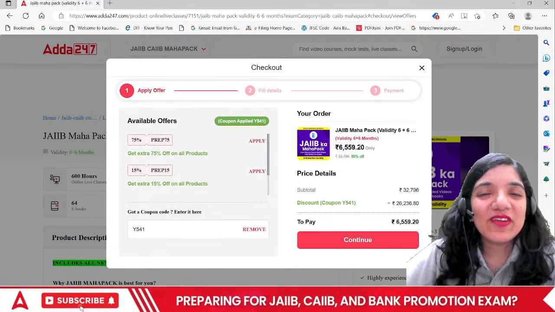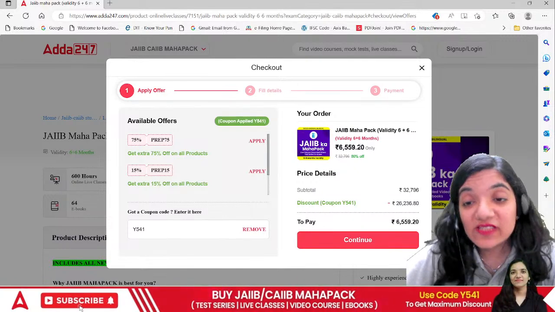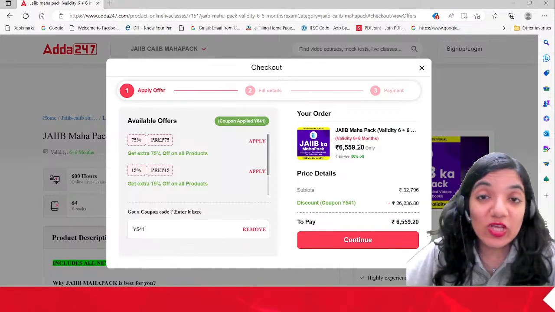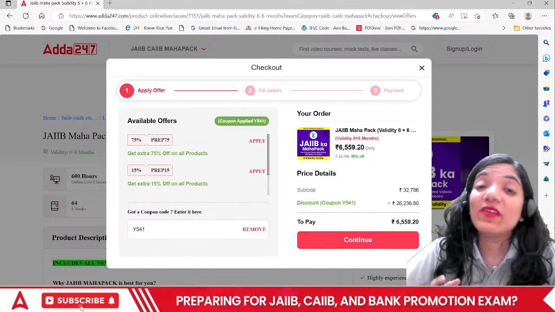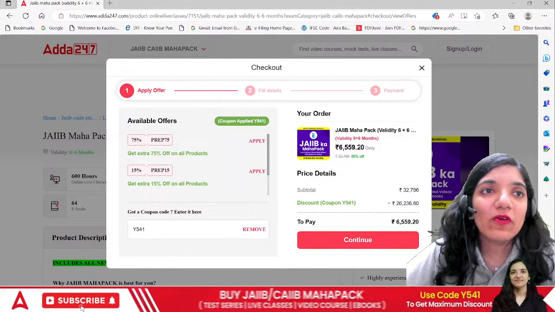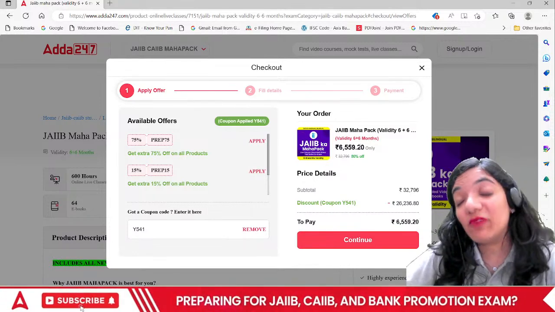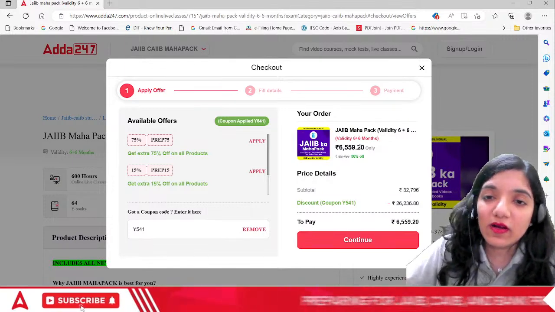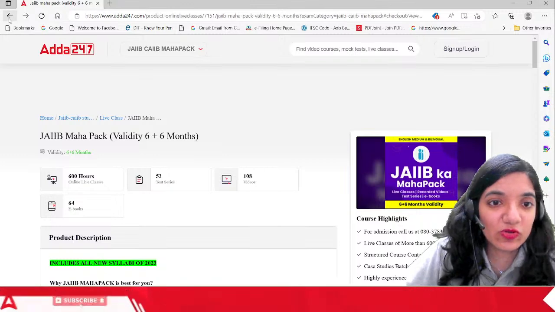If you're preparing for it, then go ahead and check it out on our website or in our app for further details. You can take up the JIB Ka Mahapack, or if you're looking forward towards both JIB and CIB, we have the JIB and CIB Ka Mahapack as well. That will have over 12 months of validity already. That means once it's double, it becomes 24 months validity. Let me show you what you can do there.